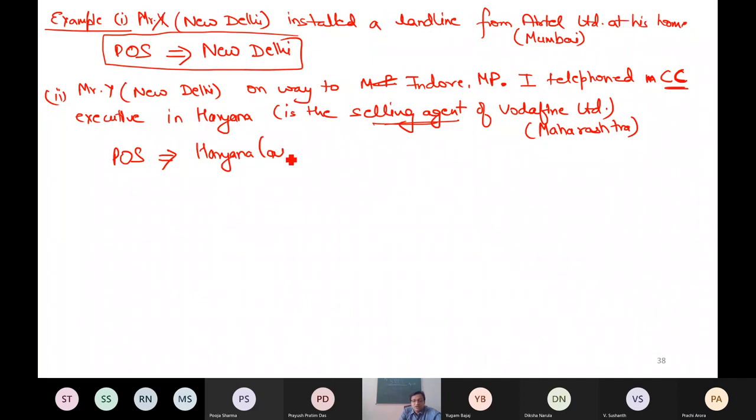You are assuming that address is available. Address of the selling agent is available in the records. Now see, actual address must be available. We need to check whether address is available in the company's records or not, in the supplier's record or not. There must be some office of this executive, but is this address available in the records or not? That is necessary. Assuming the address of selling agent is available in the records of the supplier.